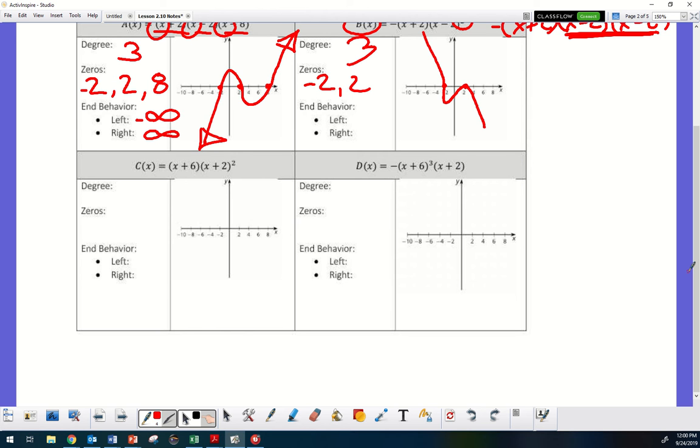This is the degree of 4. This one is 3, 4. Maybe it's 2 more of these. Should be 3.